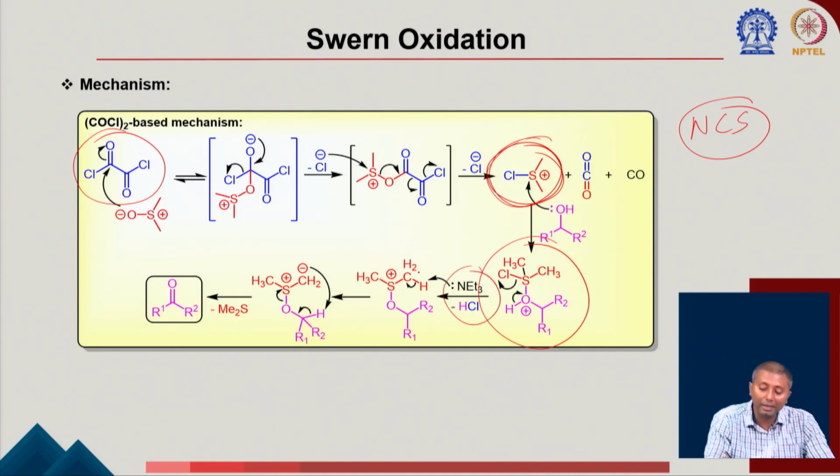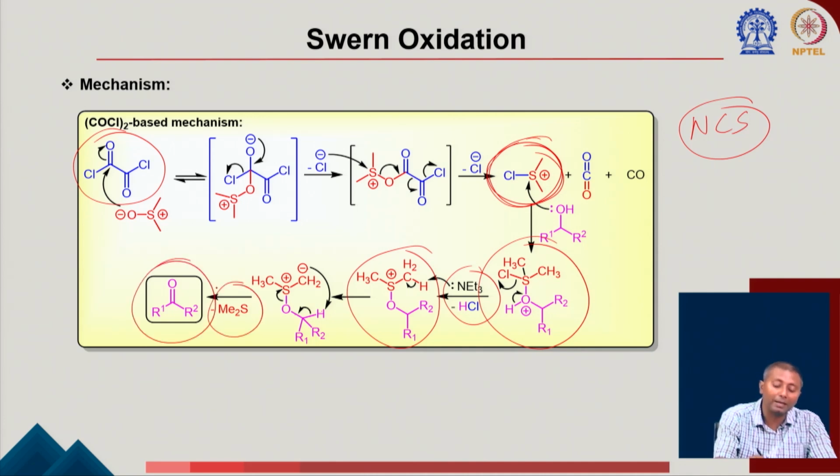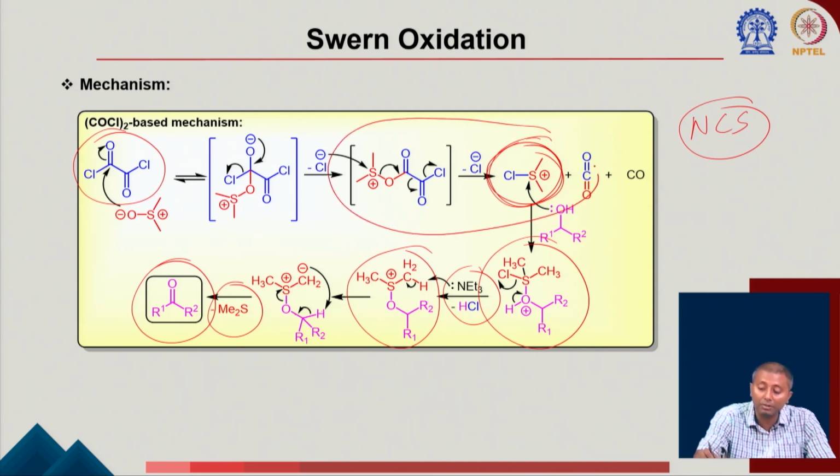And now the mechanism will be very similar. You have seen in the previous case also, it will be forming this ylide, CH2 minus. This can take this proton, get to the corresponding product, and dimethyl sulfide is your byproduct.